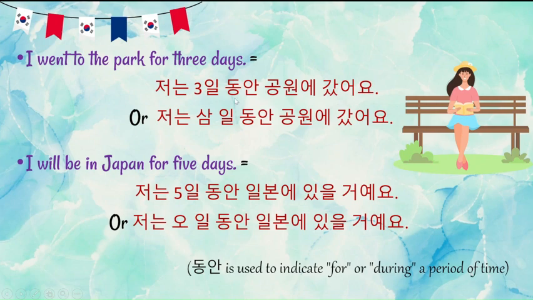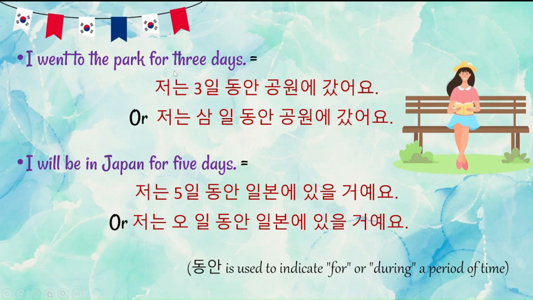Okay, so here it is: a time for 3 days. Duration kitna hai? 3 days. So to denote the duration, what do we have to use? We have to use the word 동안. Okay, 동안 का ये usage होता है Korean sentences में.